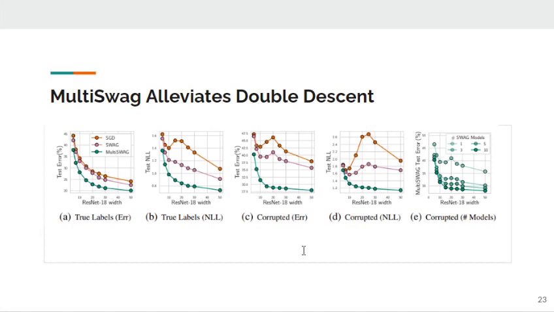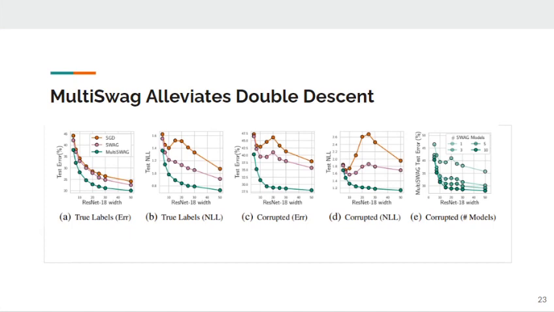SWAG reduces double descent, and MultiSwag, which marginalizes over multiple modes, entirely alleviates double descent, both on the original labels and on the noisy labels, both in accuracy and negative likelihood. Section E shows the test errors for MultiSwag. With varying number of independent SWAG models, error monotonically decreases with increased number of independent models, alleviating double descent. MultiSwag also provides significant performance improvements. The performance of MultiSwag solutions increases monotonically with the size of the model, showing no double descent even under significant label corruption.